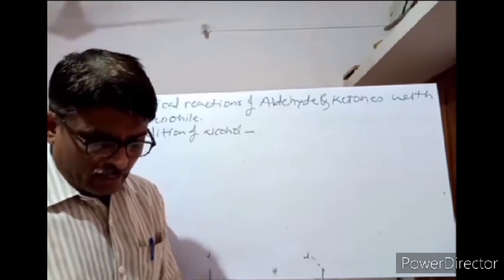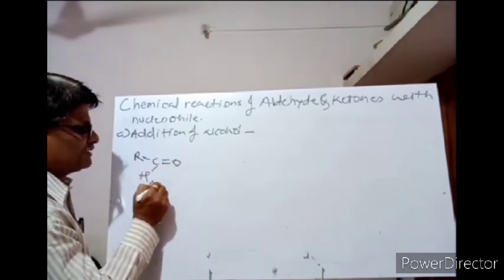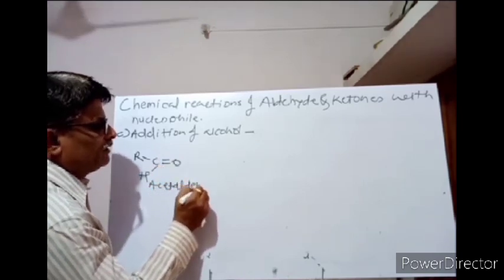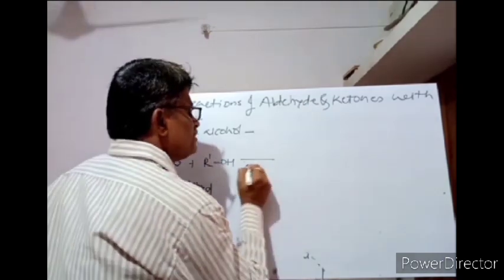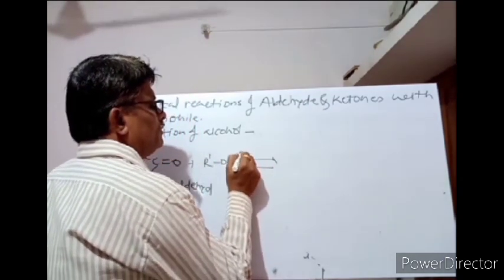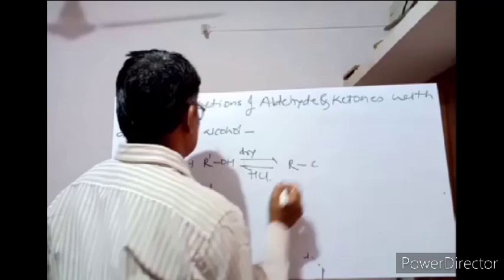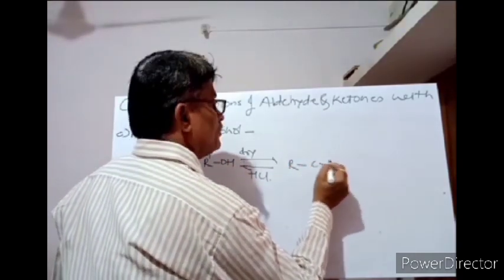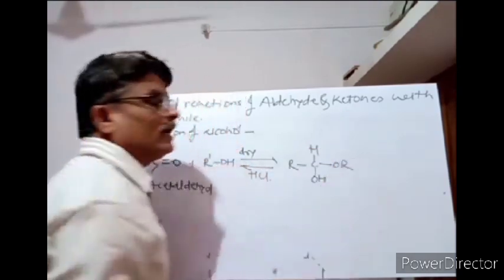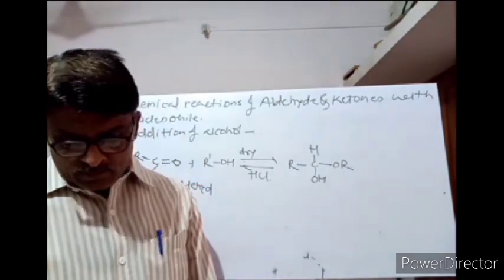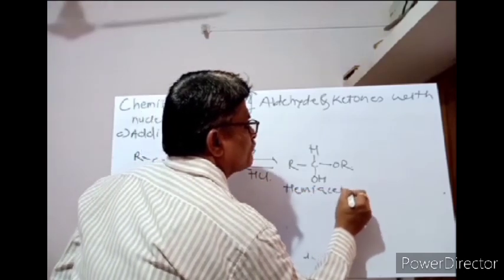This reaction is shown like this. Here is R C double bond O H. This is our aldehyde. When it reacts with R dash OH in presence of dry HCl, it gives us RCH(OH)(OR dash). It's called a hemiacetal molecule.